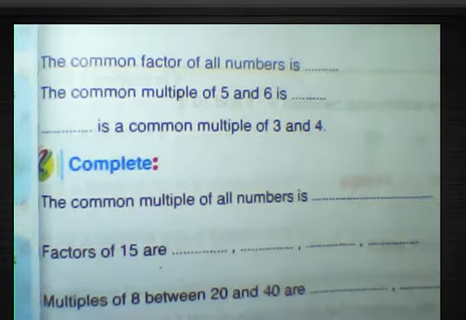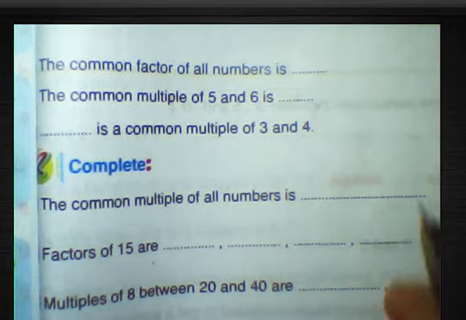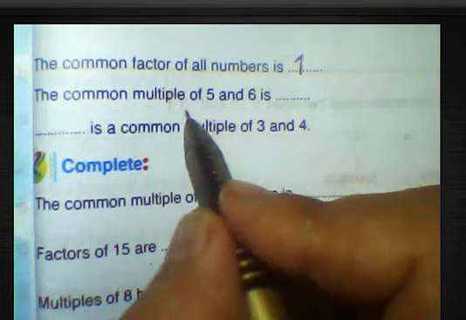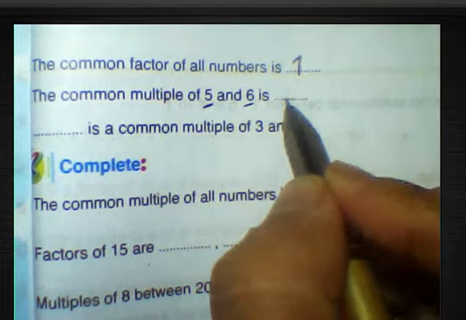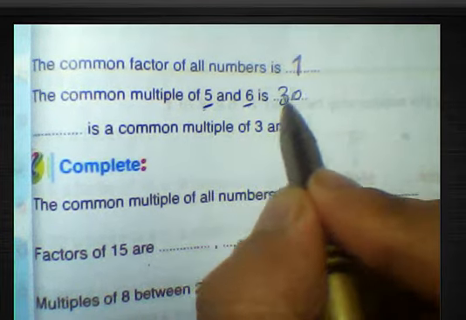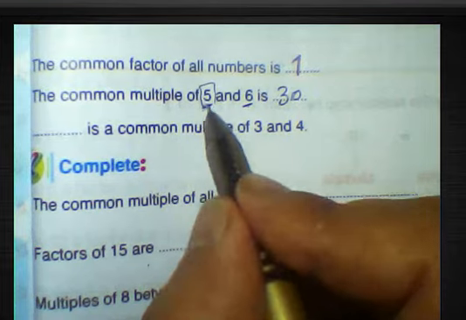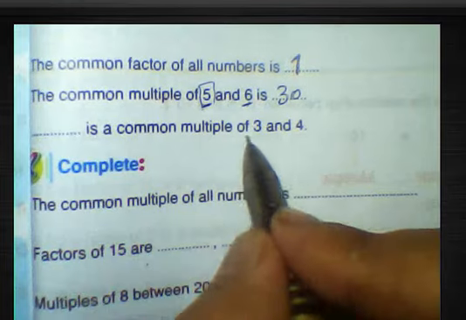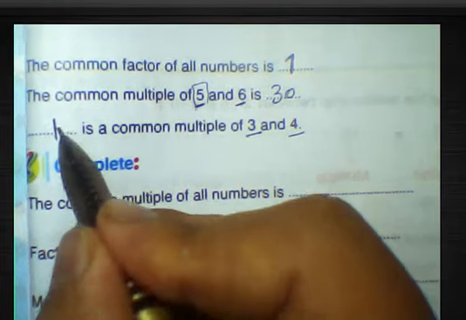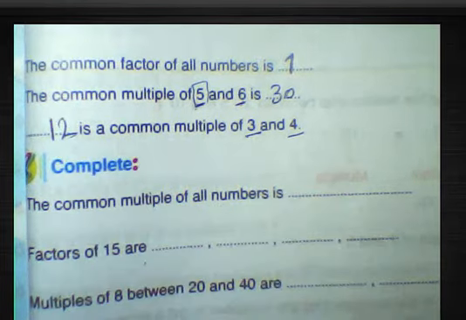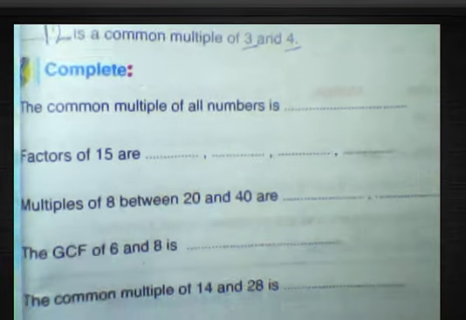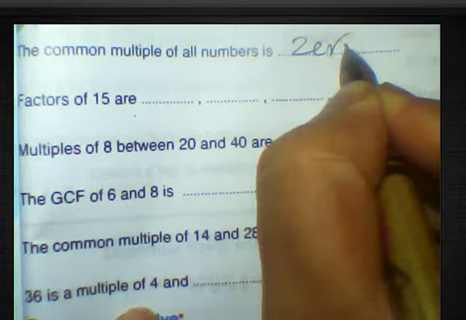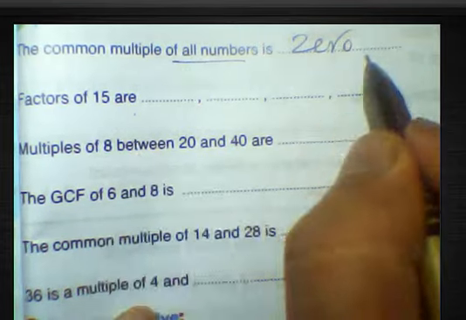The common factor of all numbers is 1. The common multiple of 5 and 6 equals 30: 5 times 6 equals 30, and 5 is a prime number. 3 times 4 equals 12, so 12 is a common multiple of 3 and 4. The common multiple of all numbers is 0.